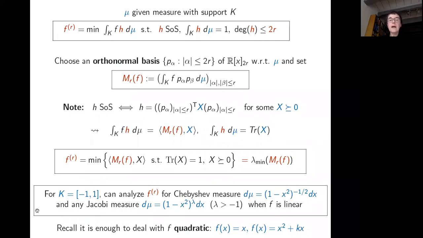So the first result I want to explain is that for the univariate case, when K is the interval [-1, 1], one can analyze the bounds f_r for the Chebyshev measure for any polynomial, and for any Jacobi measure when f is linear. As we have just seen in the first trick, it's enough to analyze quadratic polynomials. So I will do it in two steps. First, I restrict myself to f linear, that's just f(x) = x. And then we will do f quadratic.